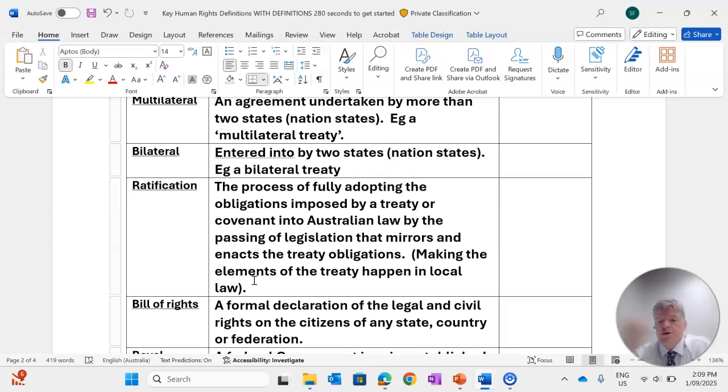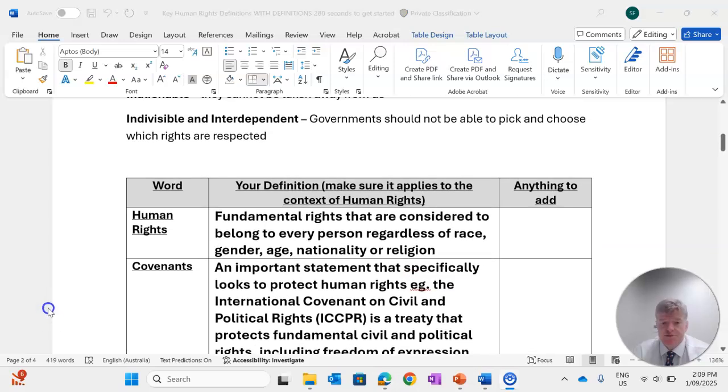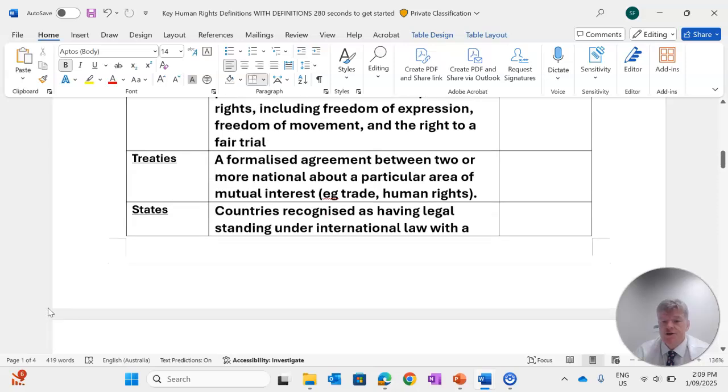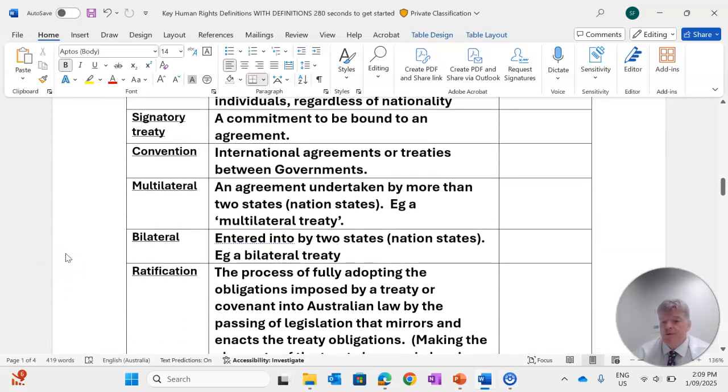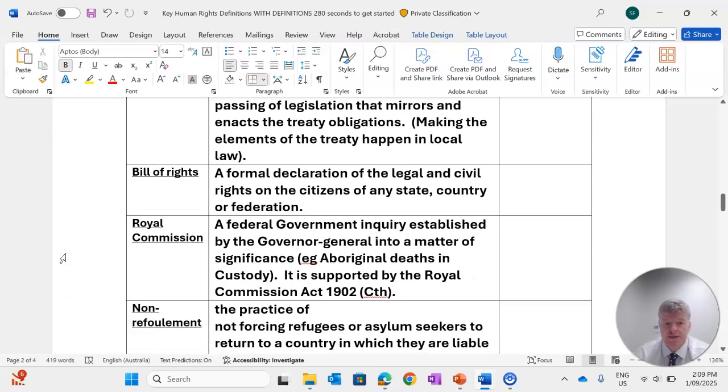So, for example, we'll look later on at the way human rights are considered in passing legislation, and that's related in Australia to this idea that we've signed up to the International Covenant on Civil and Political Rights. And so because of that, every time we sign a bill, we consider the human rights impact of that. That's part of the process of ratification. Bill of Rights, we do not have a Bill of Rights in Australia, but it's a formal declaration of the legal civil rights of a citizen of a state, country or federation.